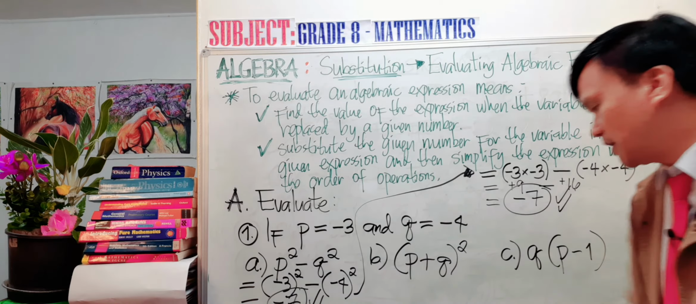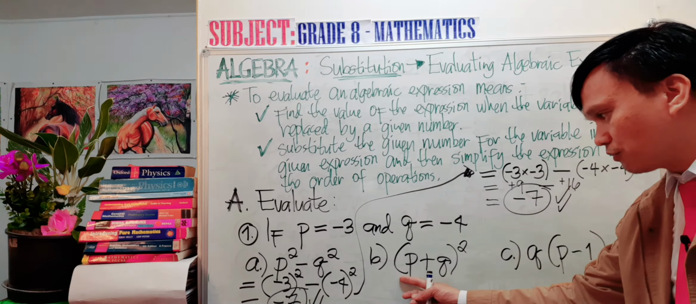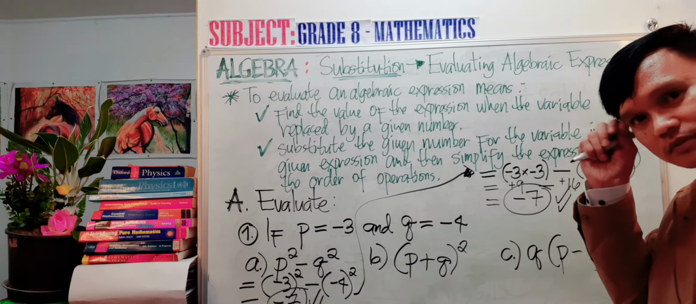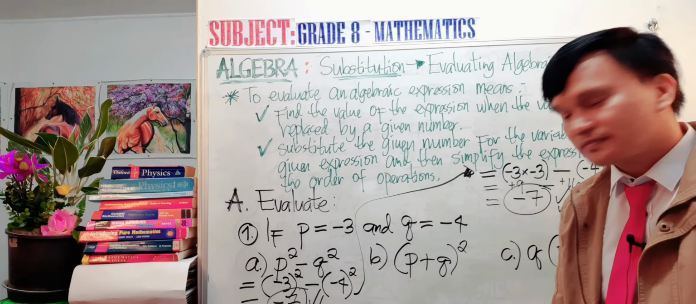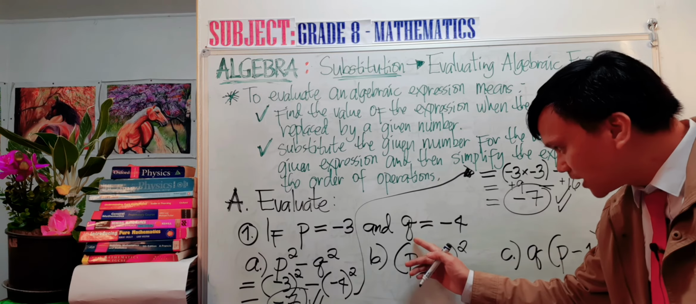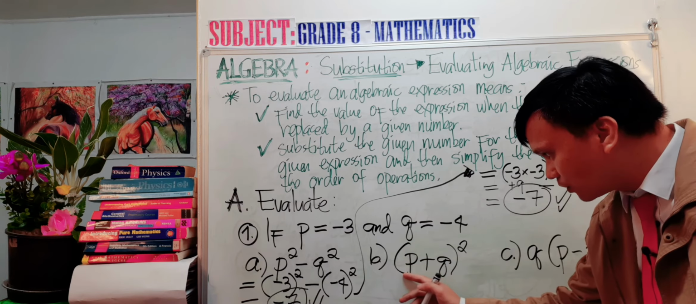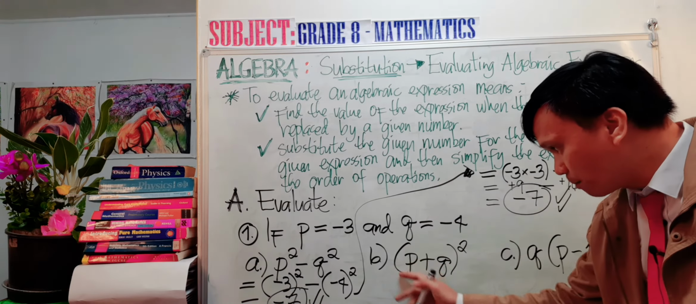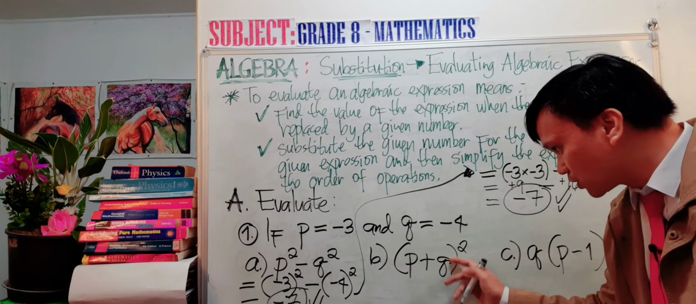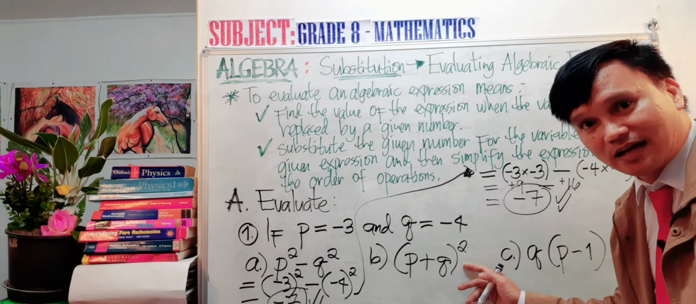Okay, next, what about this? What does this expression mean? How do you read this expression? All right, look at this one. P plus Q is enclosed with the symbol parentheses, open and close, P plus Q to the power of 2. What does it mean? What does it tell us?